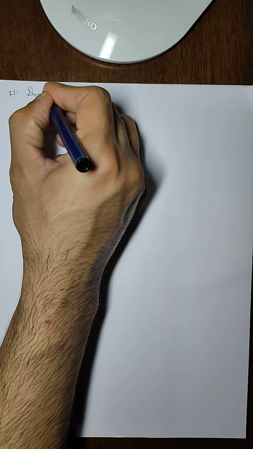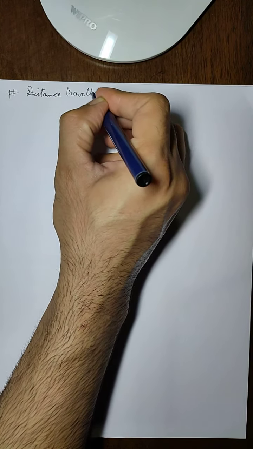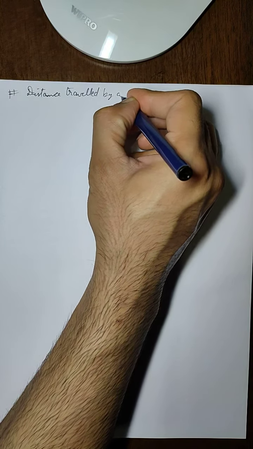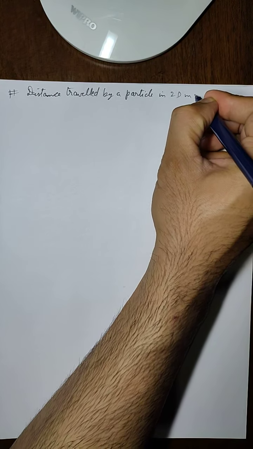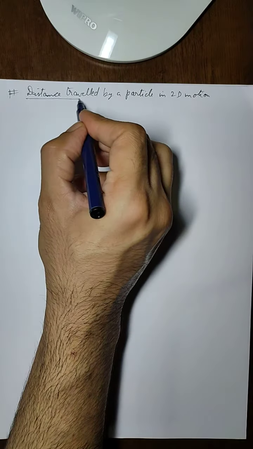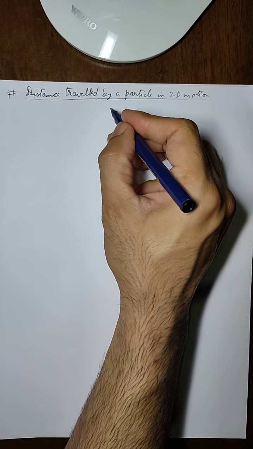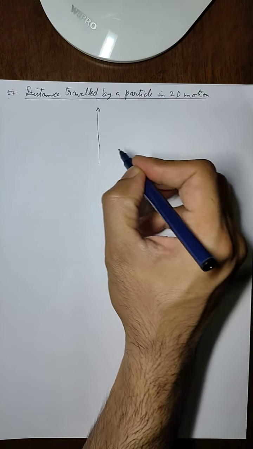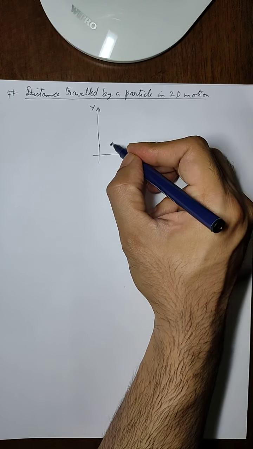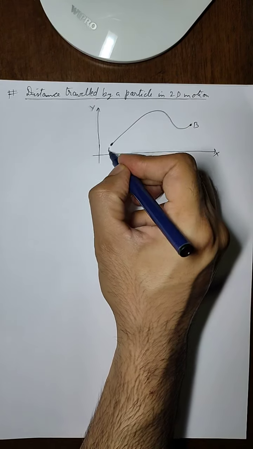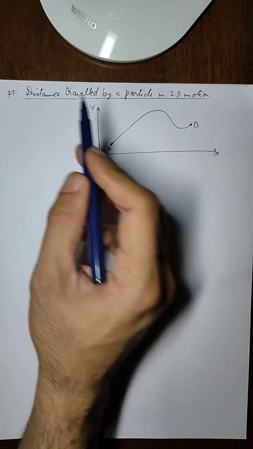Let us say that we have to find the distance traveled by a particle in 2D motion. Now we already know that distance is the length of path. So if we have a motion in the xy plane, let us say the particle starts from A and it is going like this, and the final point is B. Then if we are calculating the distance, it will be the length of path.